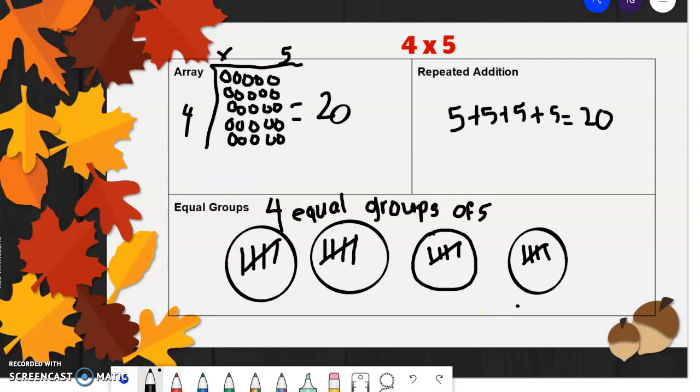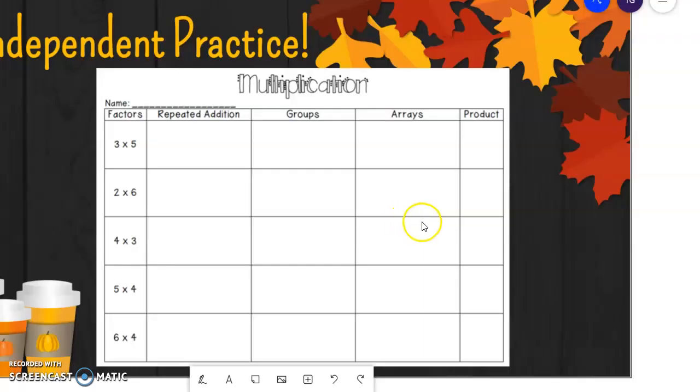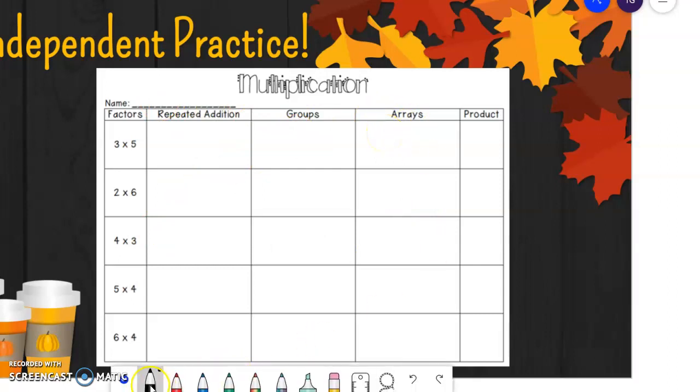So for independent practice, you are going to complete the assignment that you will see on the next slide. You are going to complete this activity inside of your math journals. What I want you to do is to draw the table or the chart inside of your math journals. Make sure that you title it multiplication and write today's date so that you know the day that we completed the assignment.